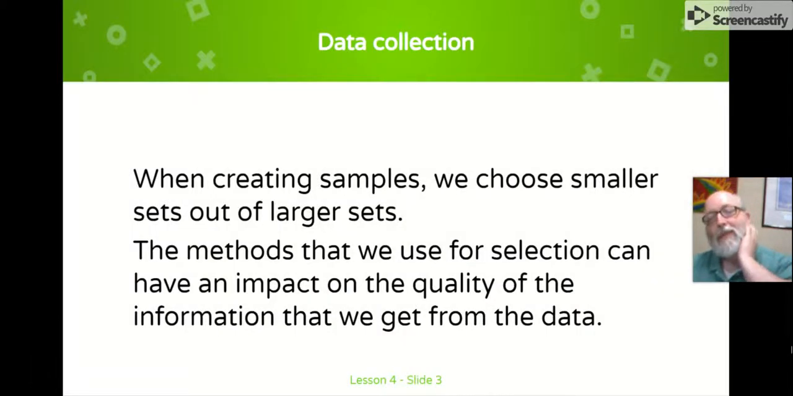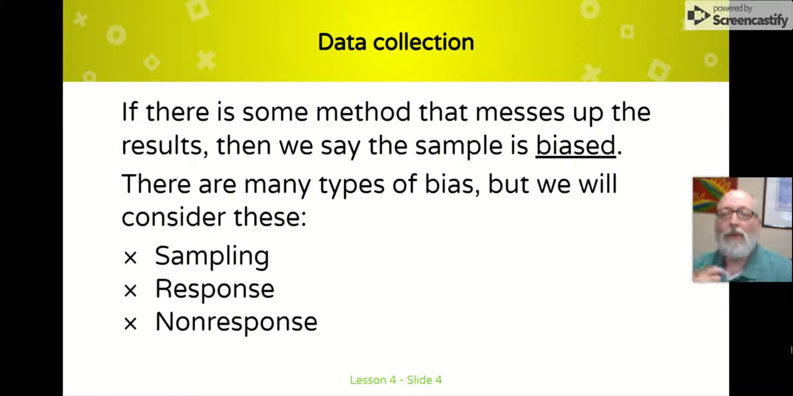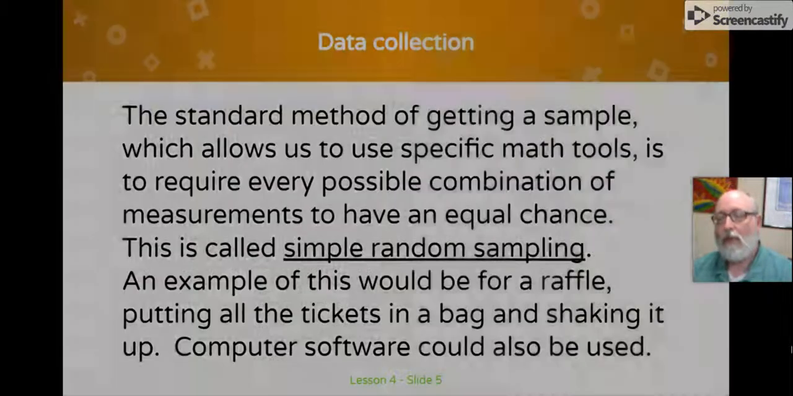When creating samples, we choose smaller sets out of larger sets. The methods we use for selection can have an impact on the quality of the information that we get from the data. If there's some method that messes up the results, then we say the sample is biased. There are many types of bias, but we will consider these: sampling, response, non-response.